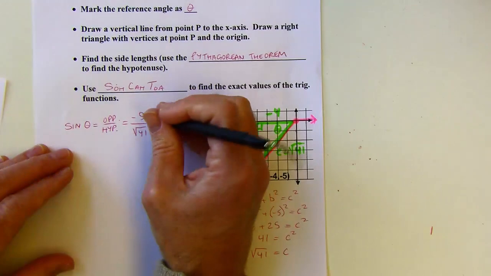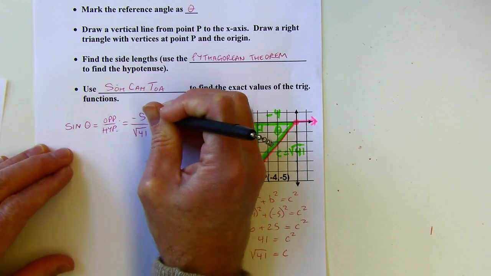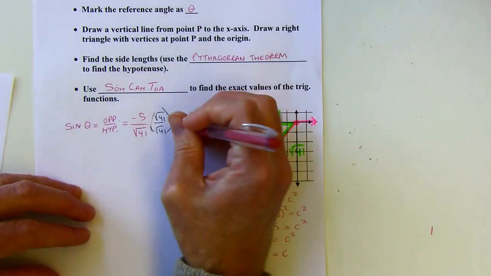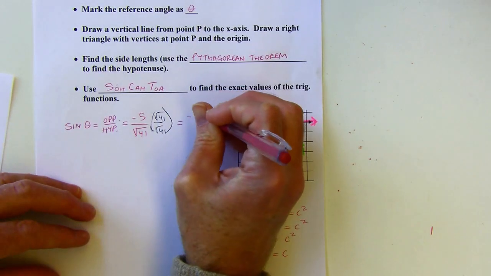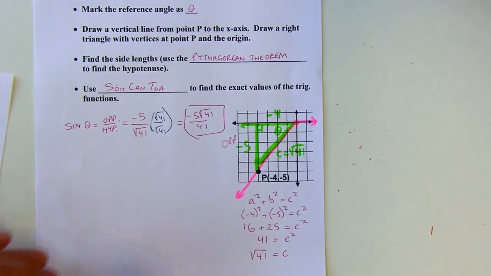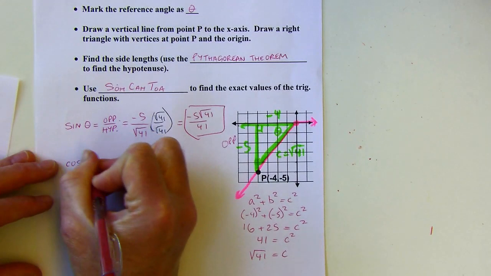I have a radical in the denominator, so I'm going to do this to get rid of that radical. So this will be -5 root 41 over 41. Okay? So then we'll repeat the process with cosine and tangent.